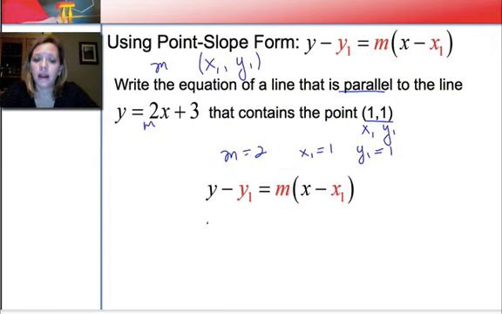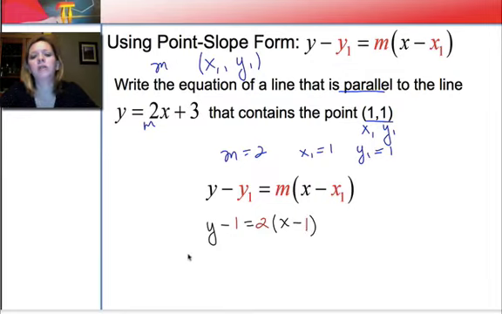Now the y stays y. I'm subtracting y1, which was 1, and that's going to be equal to my slope, which was 2, times x, which stays x. We have to have an x and a y in our final equation, minus x1, which was also 1. Okay? So that's how we set up the equation.